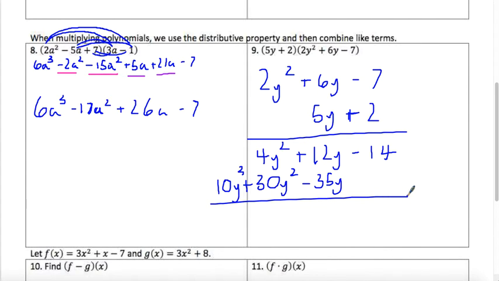And this is nice, again, because the like terms are lined up. I don't have to look for them. So negative 14 stays by itself. 12y minus 35y is negative 23y. 4y squared plus 30y squared is 34y squared. And 10y cubed.